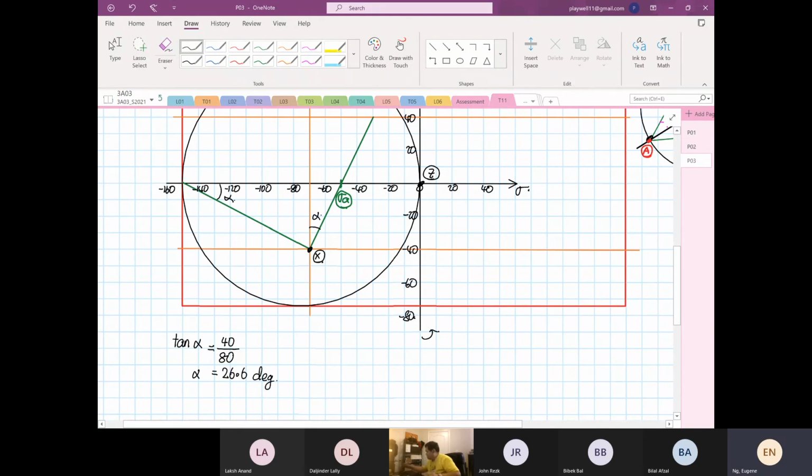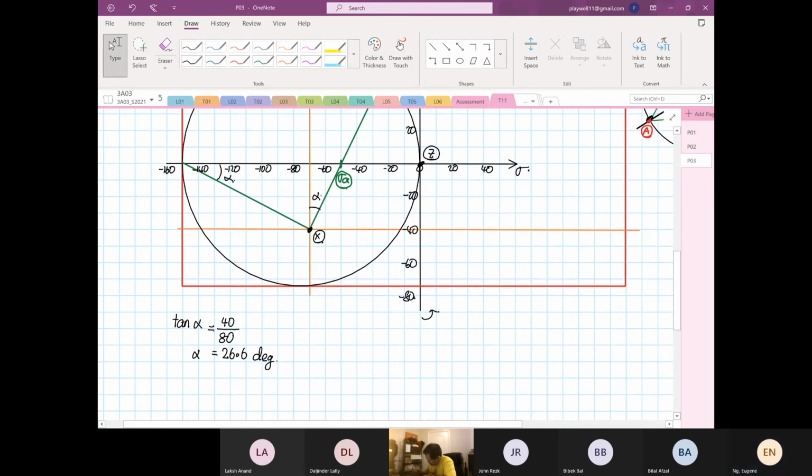Okay, 26. So if I take my protractor, or if you guys have a protractor, if you draw it, it should be about 26.6 degrees. Yeah, it's about 26 degrees. I can only see 26 degrees. So to get stress A, right? So now we want to find the position of stress A, right?